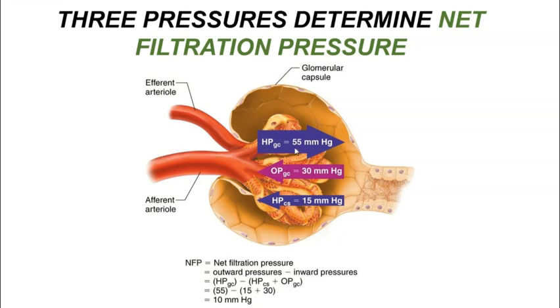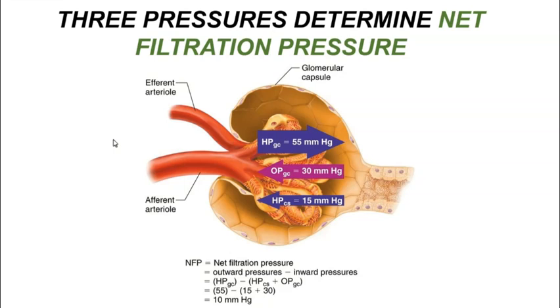into the glomerular capillaries, I should say, from the glomerular capsule. So these three pressures are as follows. HPGC is the hydrostatic pressure of the glomerular capillaries. So that's the blood pressure in those glomerular capillaries. Osmotic pressure of the glomerular capillaries is OPGC. And HPCS is the hydrostatic pressure of the capsular space. So let's take a look at what all three of those pressures are.